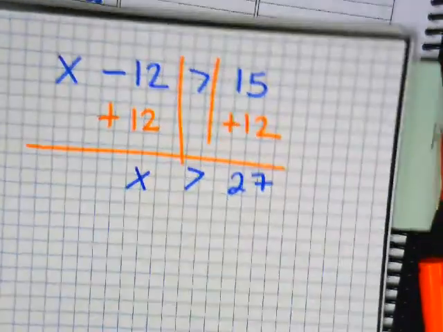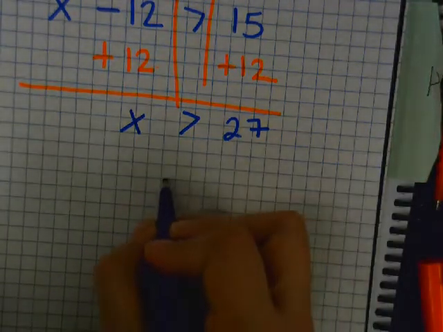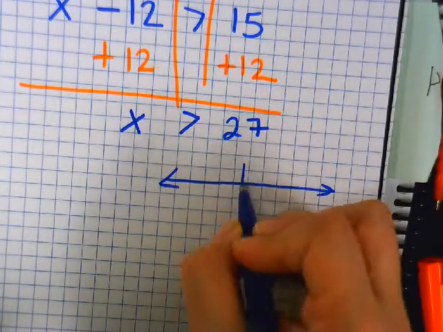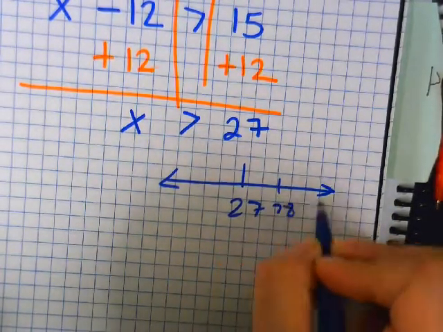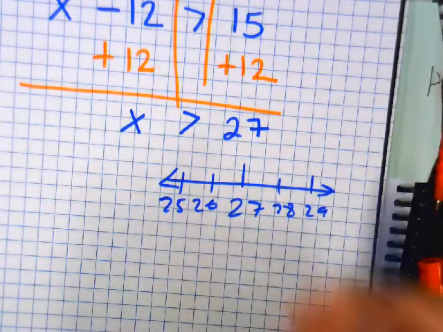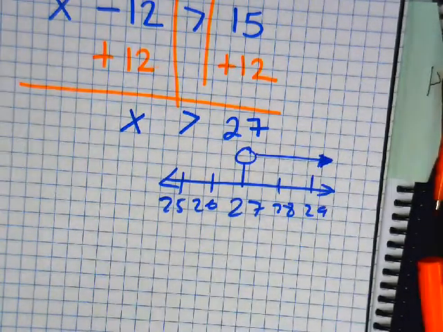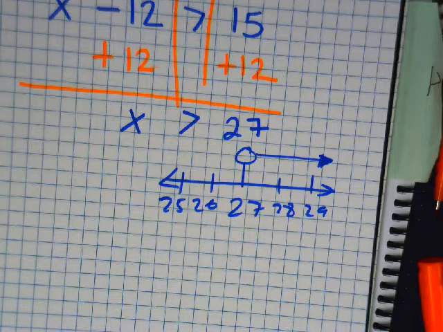Graph it. Open or closed circle? Open. Good. Now this is level 0.001. 28, 29, 26, 25. Open or closed circle? Open, and then shade to the right. Easy enough? All right.